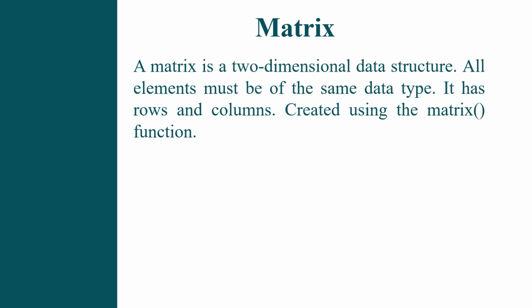Next is the matrix. A matrix is a two-dimensional data structure. In a matrix, all elements must be of the same data type. It has rows and columns. It can be created using the function matrix. So here is the example. I am defining a matrix named M equal to the matrix function. Inside parentheses, a sequence 1:6, comma, nrow equals 2. It means that I need 2 rows, comma, ncol equals 3. There are a total of 6 values, out of which I need 2 rows and 3 columns. So this creates a matrix of 2 rows and 3 columns. Remember that matrices are very useful in mathematical calculations.